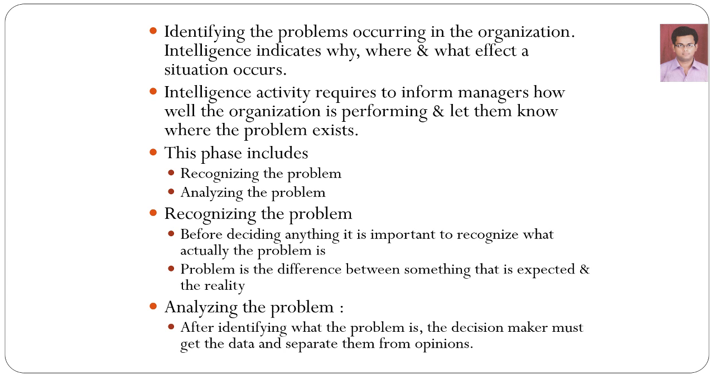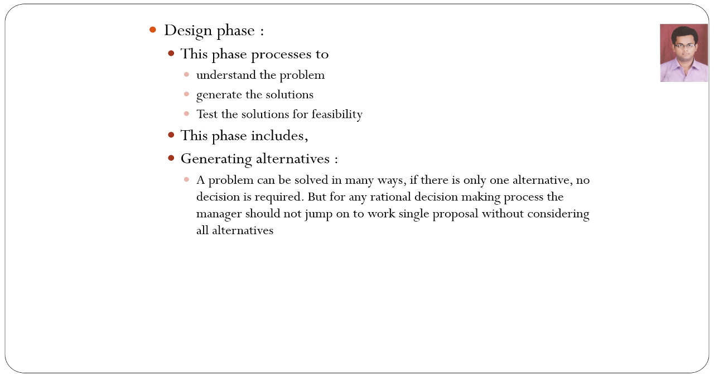Intelligence activity is required to inform managers how well the organization is performing and let them know where the problem exists. This phase includes recognizing the problem and analyzing the problem. Recognizing the problem entails that before deciding anything, it is important to recognize what actually the problem is. A problem is the difference between something that is expected and the reality. Analyzing the problem: after identifying what the problem is, the decision makers must gather data and separate them from opinions.